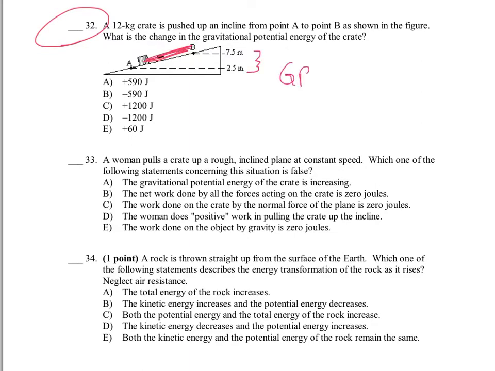So we just take our gravitational potential energy, and it's mgh, and so we'll find the difference in those two heights, and it's 5 meters. And then you plug everything in, and you should get the right answer. So that one was fairly easy. But just finding the difference in those heights, that's the tricky part.